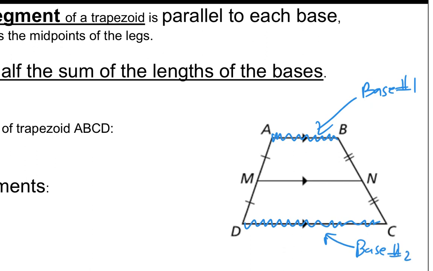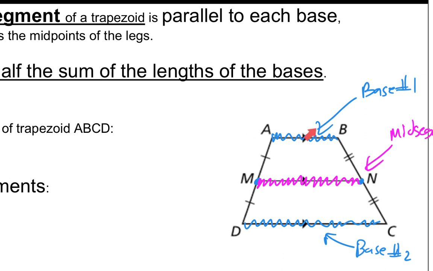So that means it's from the midpoint of the leg. If this is a leg, and that's a leg, and these two are equal, that means that's the middle. Then this one equals this one, and that means that's the middle. So this right over here is called the mid-segment.